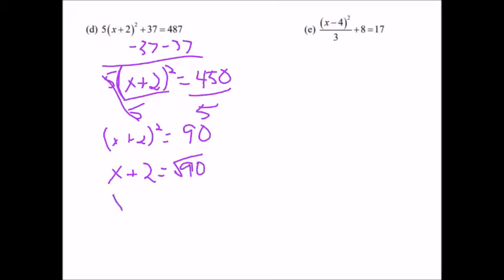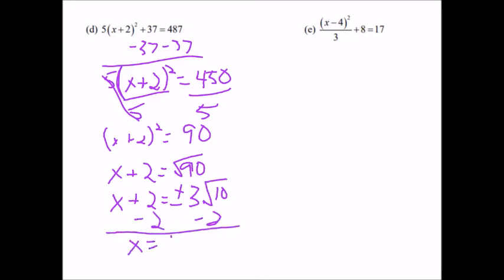All right, so x plus 2 is going to be plus or minus. If I do that whole process, 90 is 9 times 10, all that stuff, it'd be 3 radical 10. And then subtract 2, my final answer would be x is equal to plus or minus 3 radical 10 minus 2. That's actually my answer in simplest radical form.